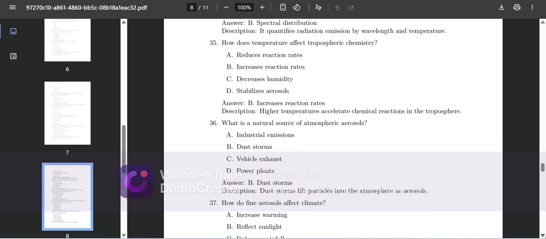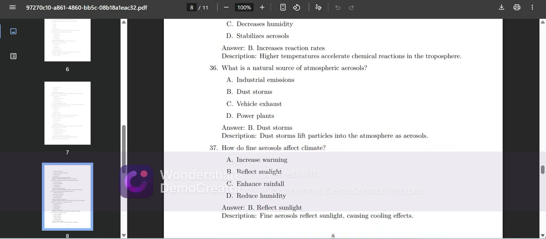How does temperature affect tropospheric chemistry? Increased reaction rates. Higher temperature accelerates chemical reactions in the troposphere. What is a natural source of atmospheric aerosol? Dust storms. Dust storms lift particles into the atmosphere as aerosols.